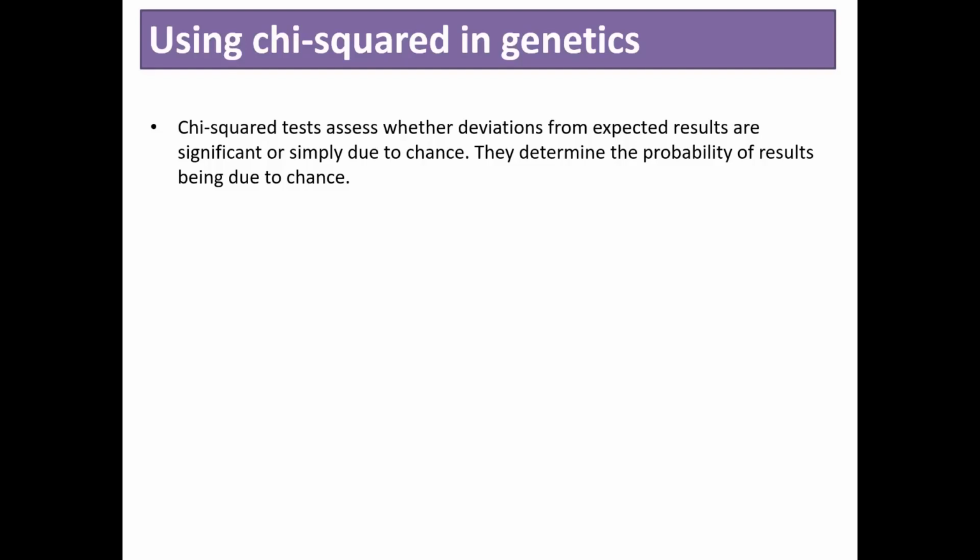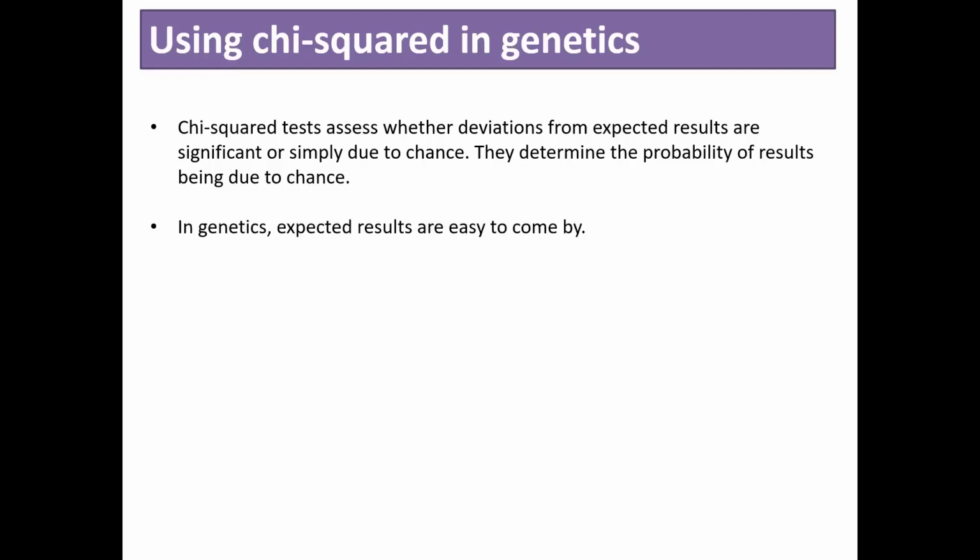We see whether the deviations from the expected results are significant. In the values we have, are there any deviations from the expected results? Are those deviations significant, or are they simply due to chance? So the chi-square test determines the probability of results being due to chance. This is what it actually gives us.